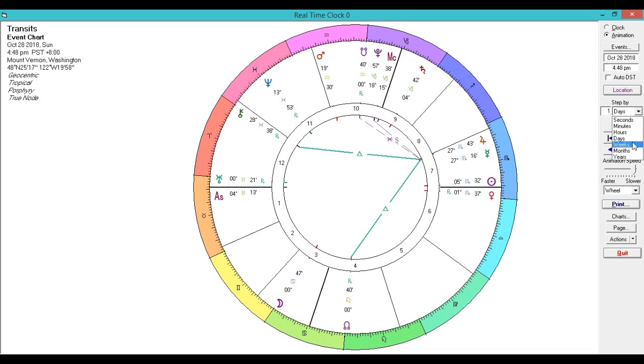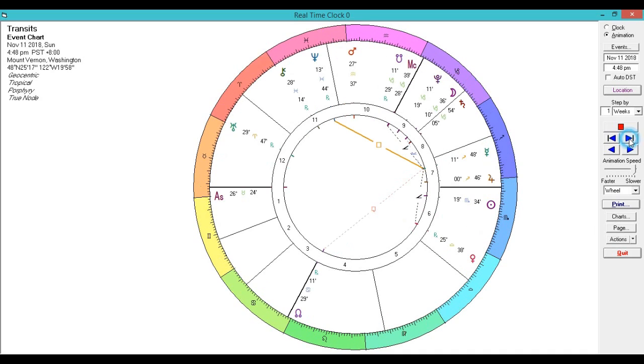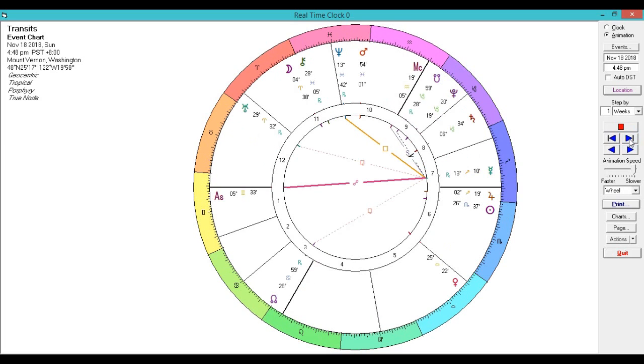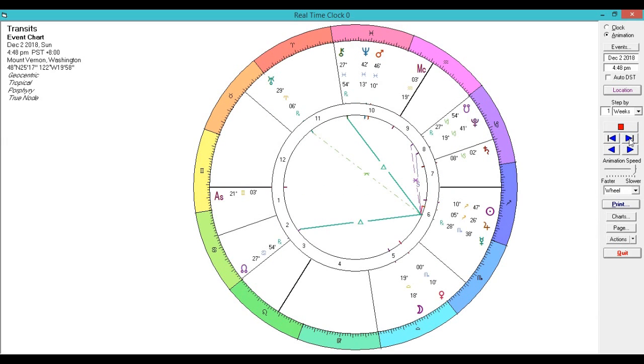We'll just advance the chart a week at a time. Mercury is at 27 degrees of Scorpio here. We see we move forward a week, it moves into Sagittarius. Another week, pretty close to that retrograde point. Once we move another week forward in time, Mercury is now going retrograde. And as Mercury moves retrograde, Mercury is going to go back to a certain point in the chart.